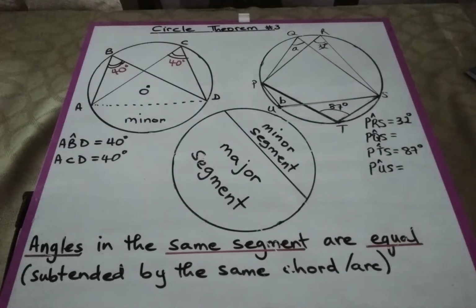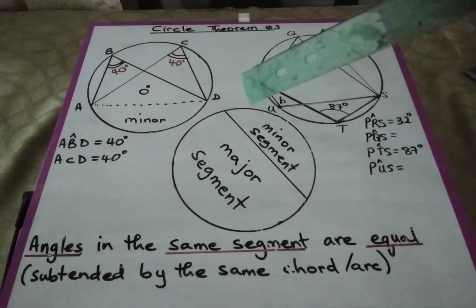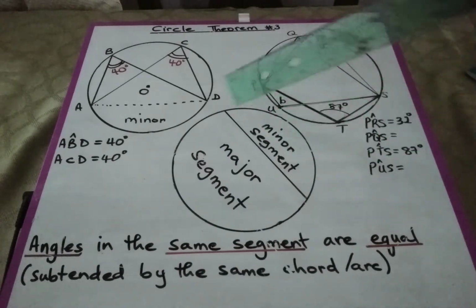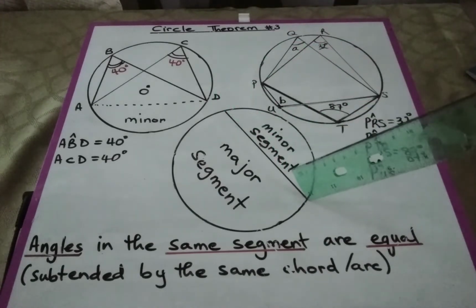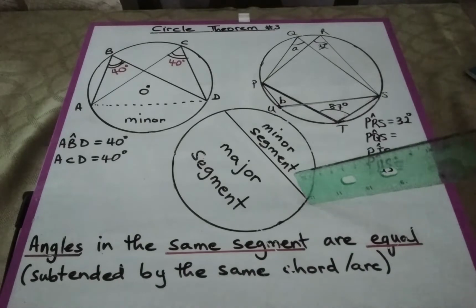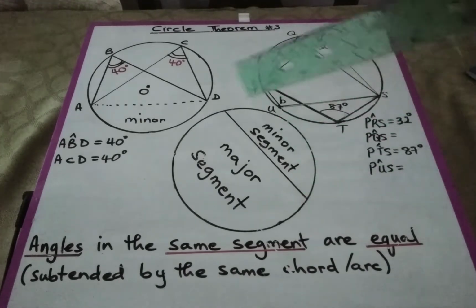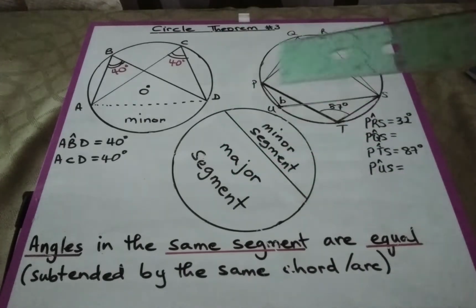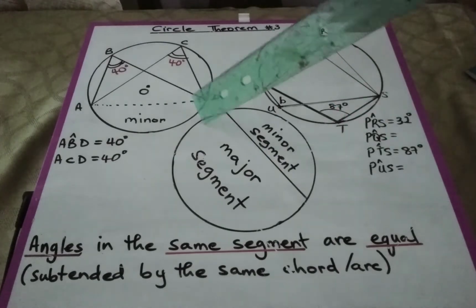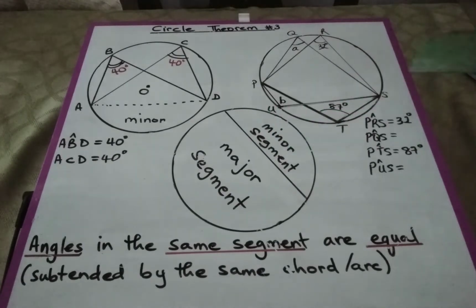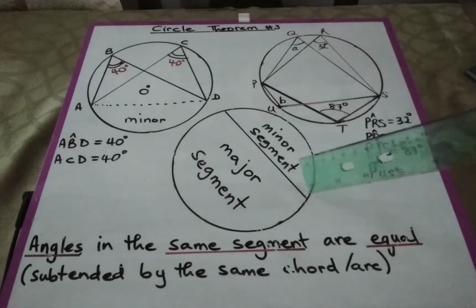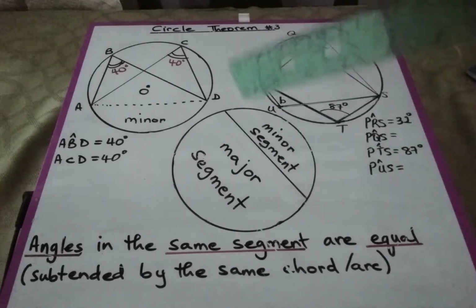What is the segment? If you look at my video on parts of the circle, you'll know that a segment is bounded by an arc and a chord. So if a chord is drawn in a circle, in most cases you have a minor segment and a major segment. Unless it's a diameter that cuts through the center, then both segments will be the same size. But once it's not a diameter and it's just a regular chord, then you'll have a minor segment and a major segment.